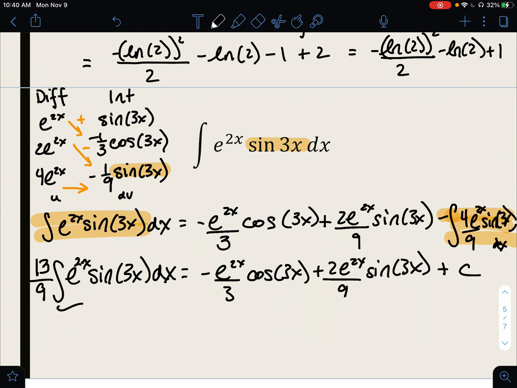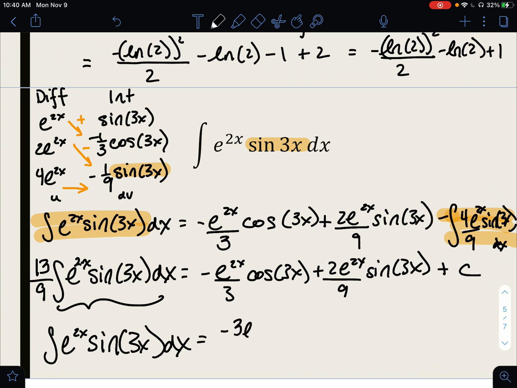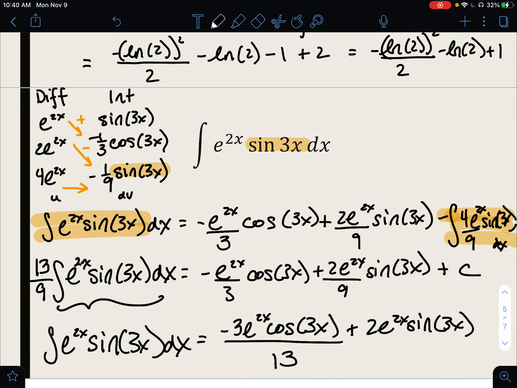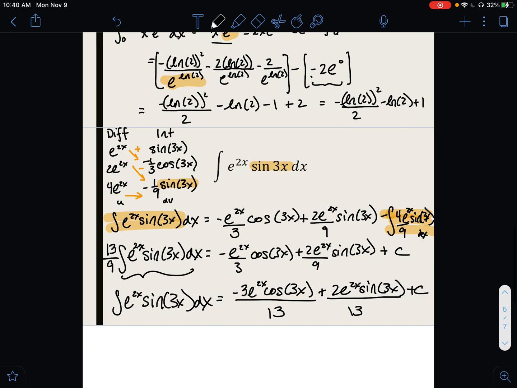And then the key is to isolate that integral. And so we multiply each side by 9 over 13, and we end up with something that actually looks not too bad. So we end up with negative 3e to the 2x cos of 3x over 13 plus 2e to the 2x sine of 3x over 13 plus c.